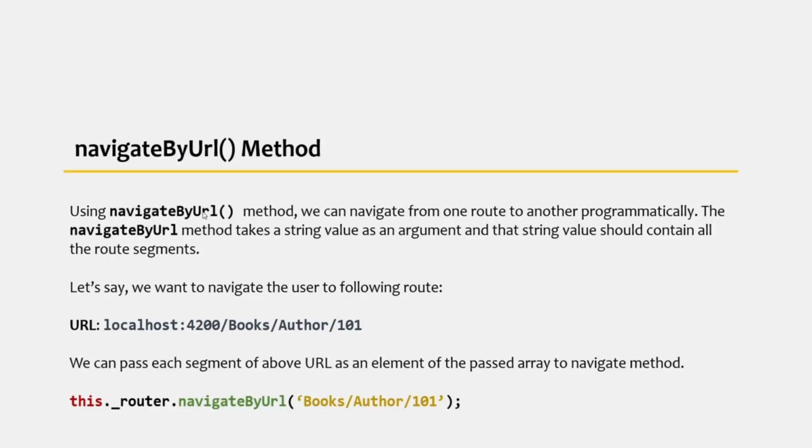So we use the navigateByUrl method also to navigate from one route to another route programmatically. The navigateByUrl method takes a string value as an argument, and that string value should contain all the route segments. For example, if we want to navigate the user to the URL rootURL/book/author/101, then when we use navigateByUrl, we will have to specify this path, /book/author/101, as one string value, like we are doing here.